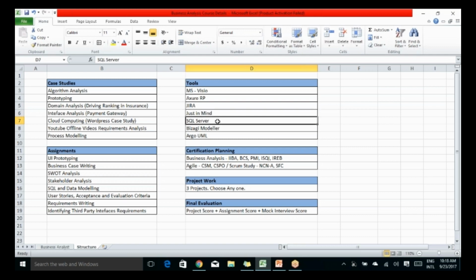When it comes to data modeling or data analysis, I would be covering the SQL Server tool. Then Visual Modeler is again one of the process modeling tools, and for UML we would be using the ArgoUML tool. So these are the tools which we would be covering.